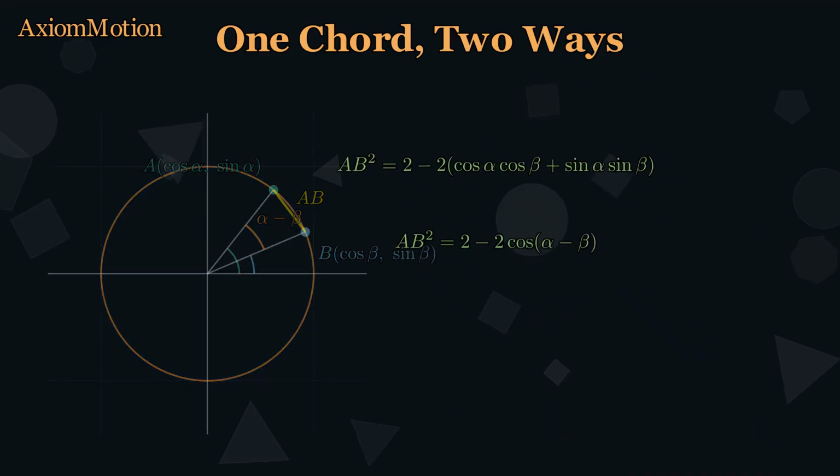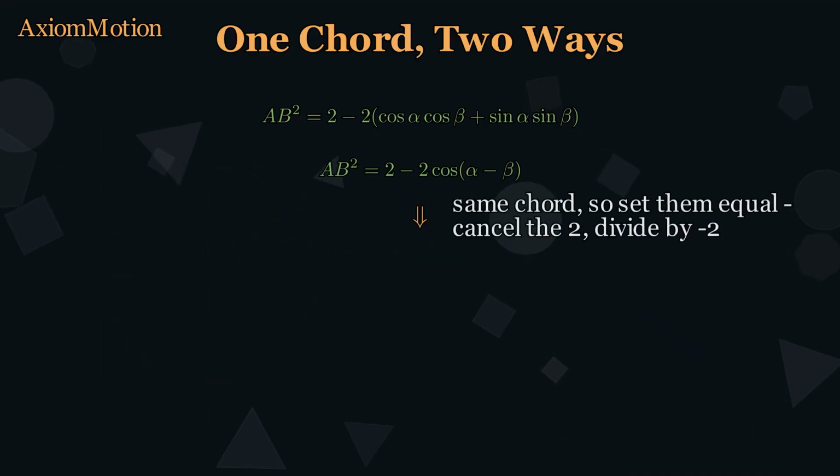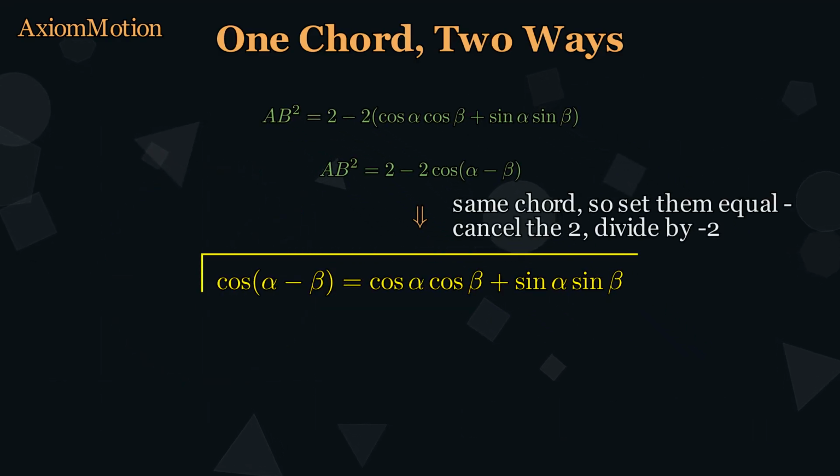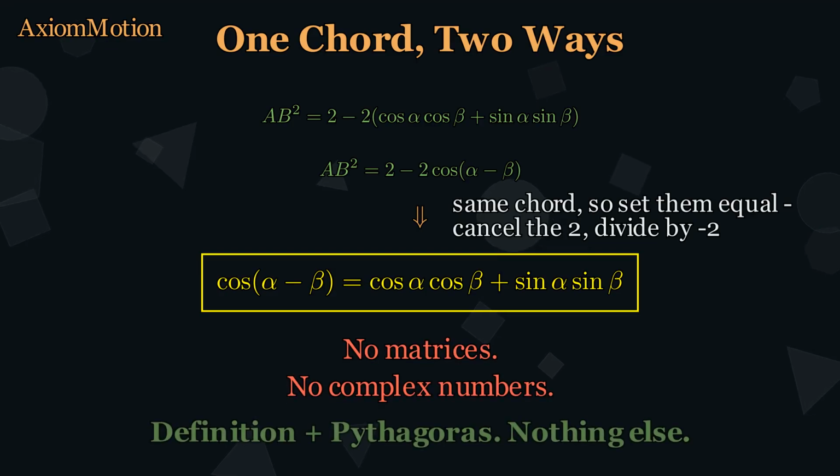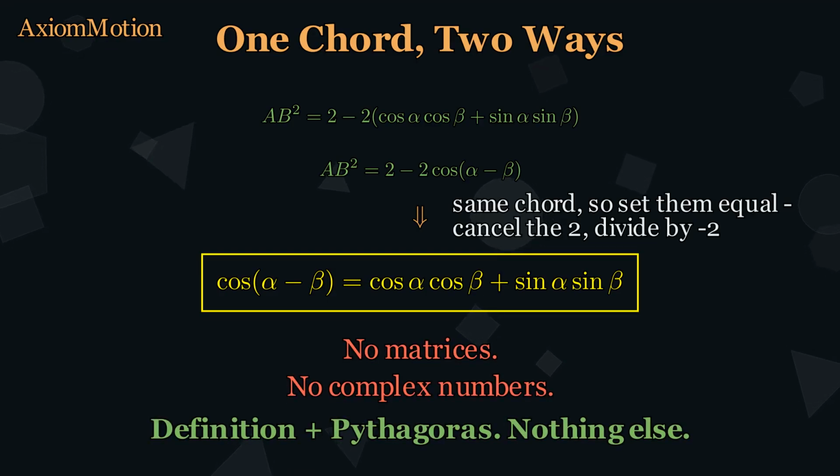Set the two expressions equal, cancel, divide by minus 2. And there it is. Cosine of alpha minus beta equals cosine alpha cosine beta plus sine alpha sine beta. No matrices, no complex numbers, nothing but the definition, the Pythagorean theorem, and one chord measured twice.